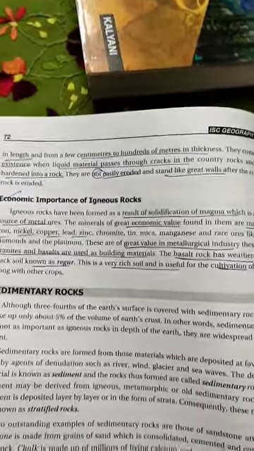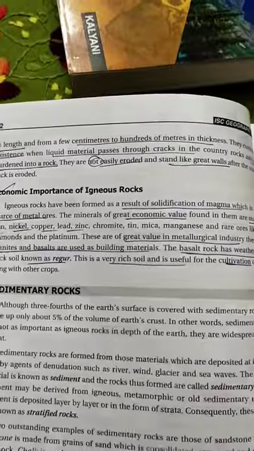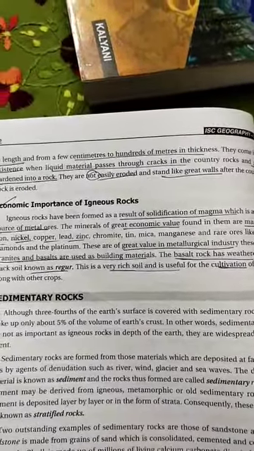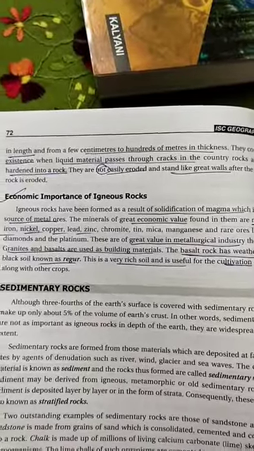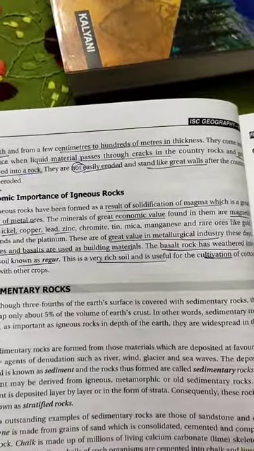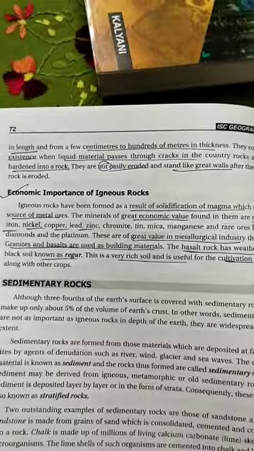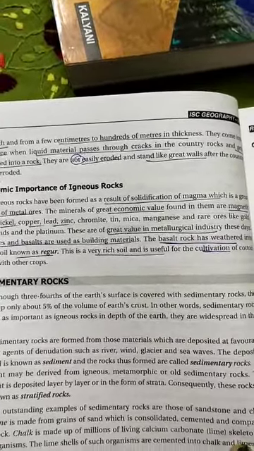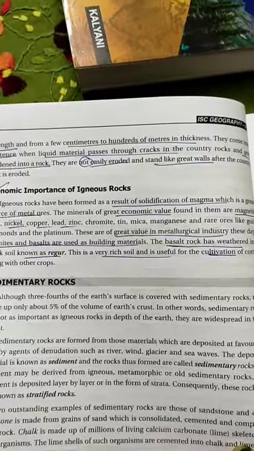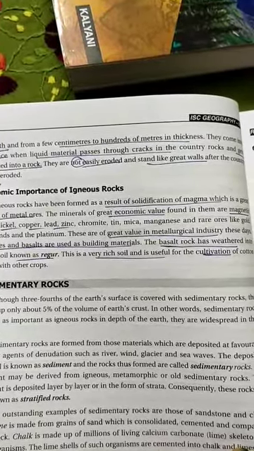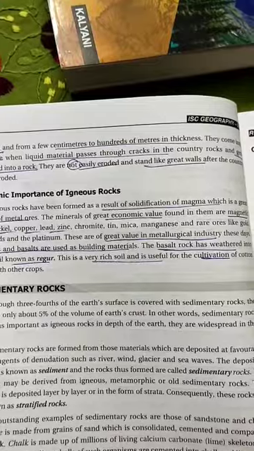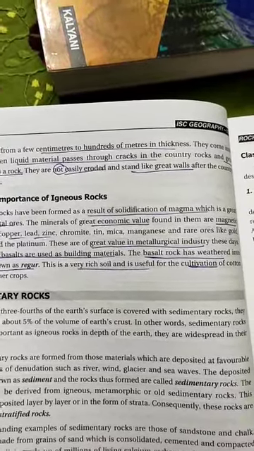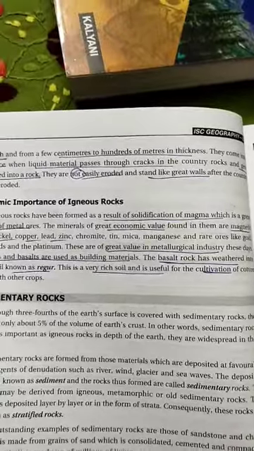Economic importance of igneous rocks. When the magma solidifies, the igneous rocks are the source of metal ores. Great economic value is found in them, like iron, nickel, copper, lead. They have great value in metallurgical industries. Then the basalt rocks are used for building material. They are weathered into regur soil or black soil, which is a rich, fertile soil, so it is used for cultivation.